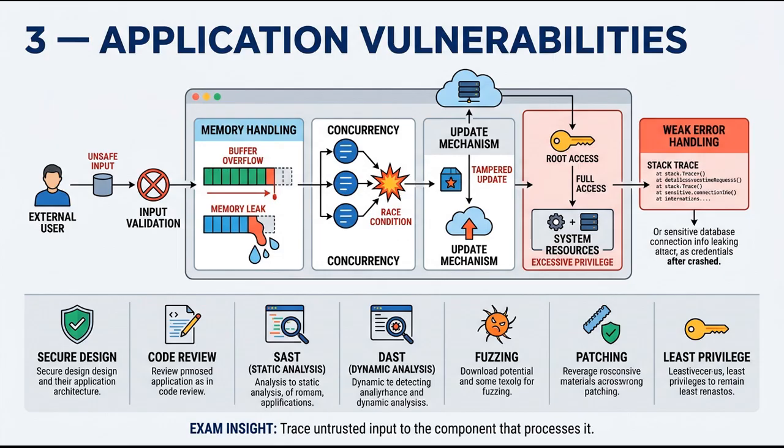Threat modeling identifies dangerous trust boundaries before coding. Code review and static analysis inspect implementation. Dynamic testing evaluates running behavior. Fuzzing sends unexpected input to reveal crashes and unsafe states. Dependency analysis finds vulnerable third-party components. Patching and secure configuration protect deployed systems. Least privilege limits impact when prevention fails.